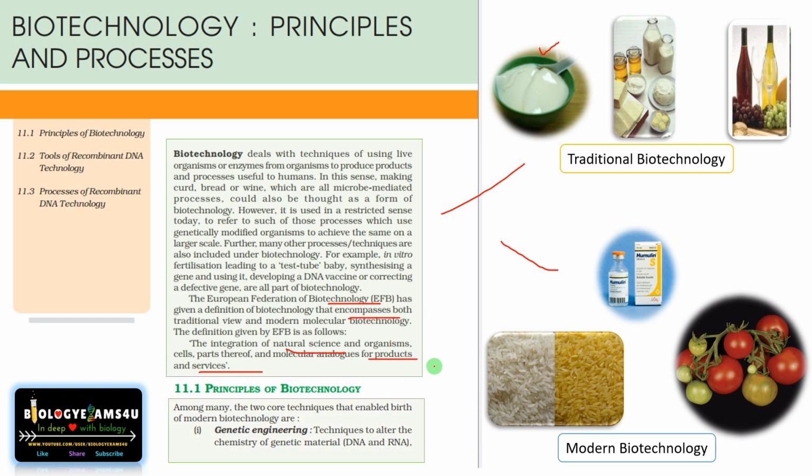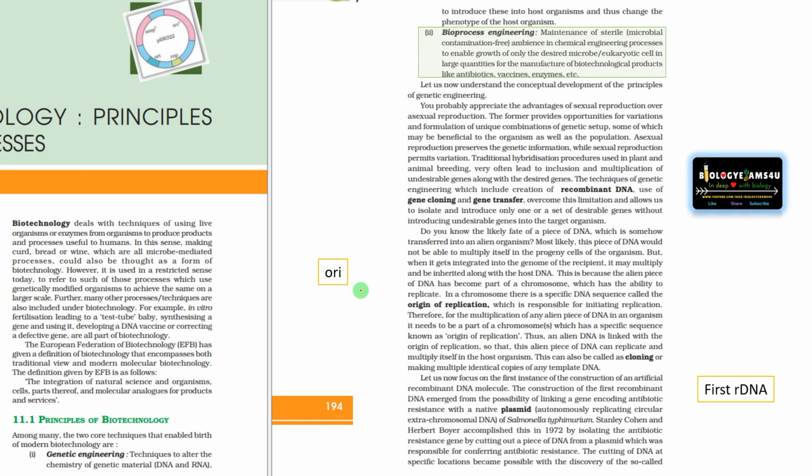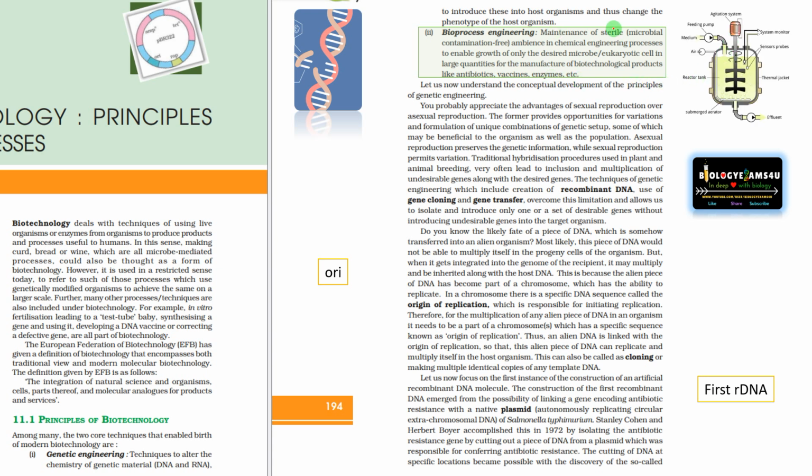The second paragraph deals with two core concepts in biotechnology. The first one is genetic engineering. That means we are editing the gene. We may be incorporating a gene or silencing a gene or editing a gene for getting a desirable trait. The second aspect is bioprocess engineering. Bioprocess engineering means providing sterile conditions for the growth of microorganisms or eukaryotic cells to produce a particular product in large quantities, like this bioreactor, for the production of antibiotics, vaccines, enzymes, etc.